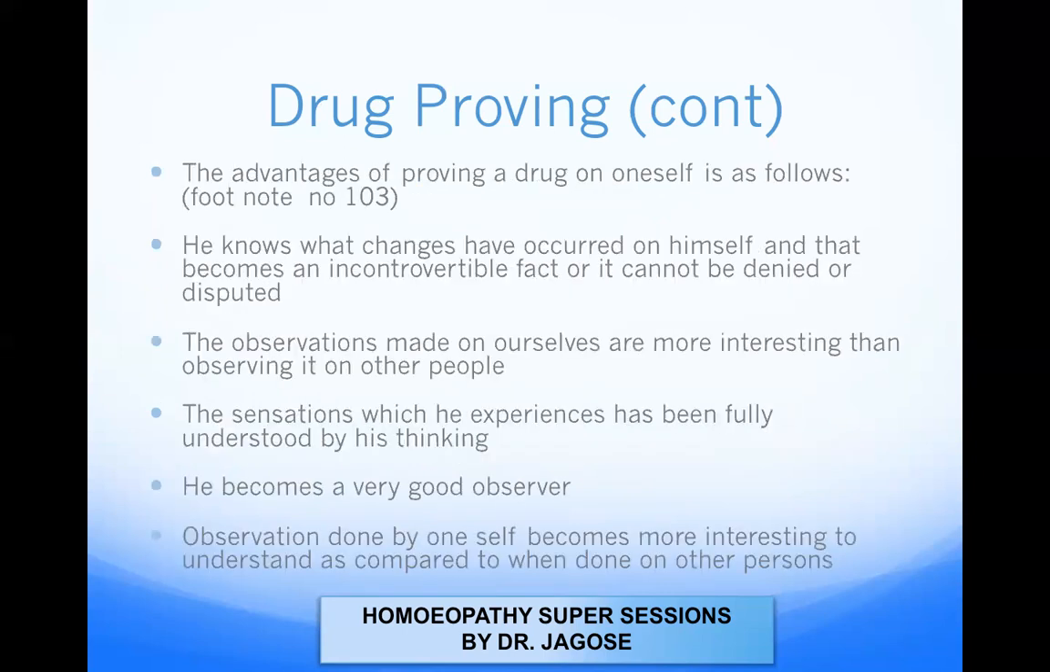So now let us see what are the advantages of proving a drug on oneself. These advantages are given in the long footnote number 103. So the advantages are that he knows the changes which have occurred on himself, and that becomes an incontrovertible fact, or it cannot be denied or disputed. So whatever changes are occurring on himself, it becomes an irrevocable fact, and it cannot be denied or disputed.